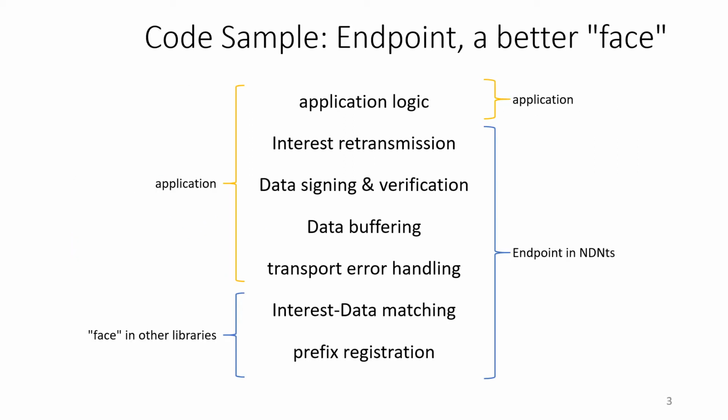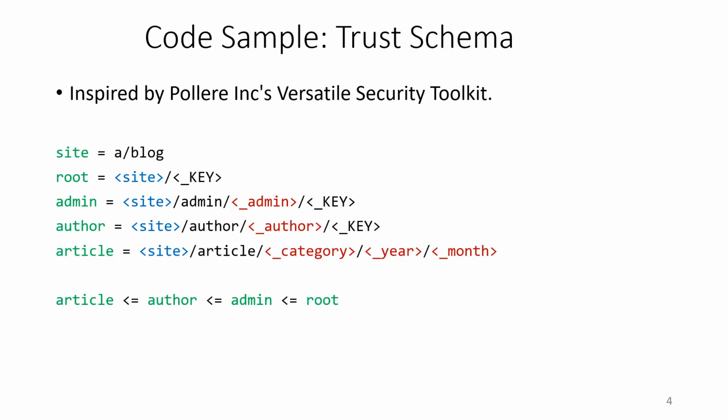In this demo session, I will show some code samples of the endpoint abstraction in NDNTS, which is a better version of Face. Compared to Face, it can automatically handle interest retransmission, data signing verification, data buffering, and transport error handling so that your application does not have to. I will show some code samples for the trust schema. It is inspired by Casey Nichols' versatile security toolkit presentation, but now I have actual implementation in the NDNTS libraries.